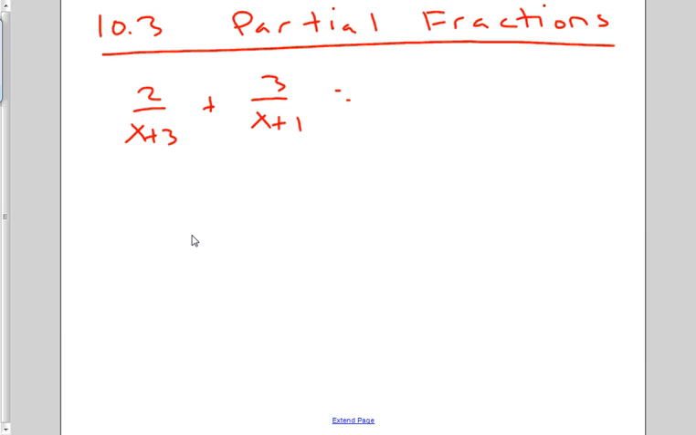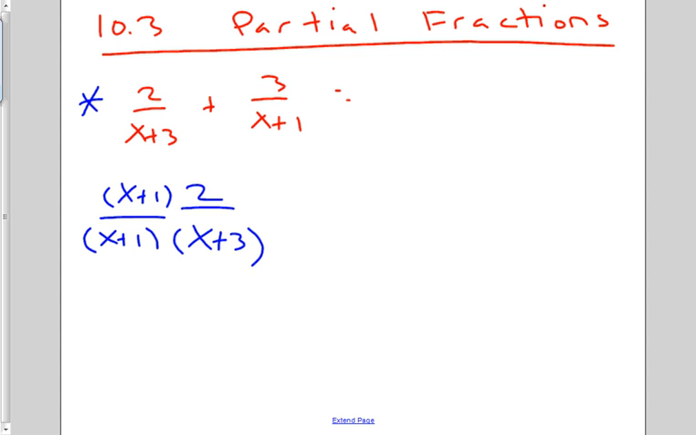Alright, so we're going to be talking about how to take integrals of some difficult fractions, some difficult rational functions. But what I want to start with is a simpler idea, which is if I wanted to add these two fractions, what would I need to do? Well, we know that when you add fractions, you need a common denominator. So if I multiply this by x plus 1 over x plus 1, and multiply this one by x plus 3 over x plus 3, now we have a common denominator.